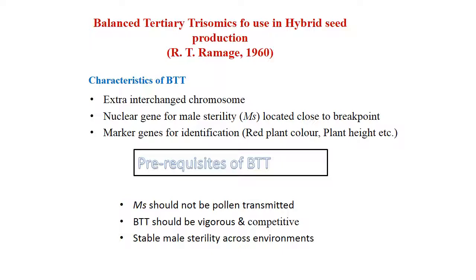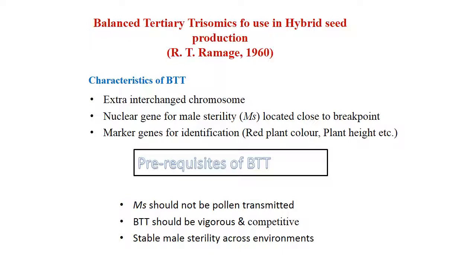Characteristics of balanced tertiary trisomic. In this, the extra chromosome is interchanged. The nuclear gene for male sterility is located close to the breakpoint. Marker genes for identification may be red plant color or plant height, etc.